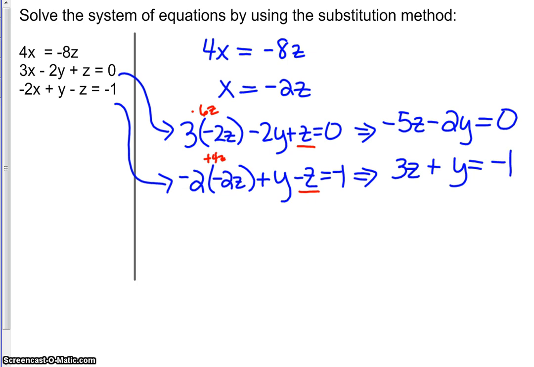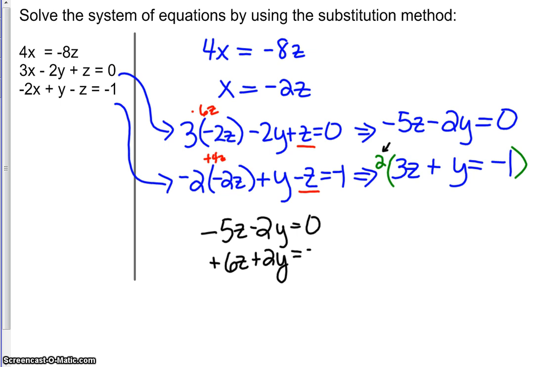I'm going to use the elimination method here to solve it, and I'm going to take my second equation and multiply it by 2. I'm rewriting my first equation, negative 5z minus 2y equals 0. I'm rewriting my second equation after I multiply it by 2: positive 6z plus 2y equals negative 2. Now I'm going to add my columns, my z's and my y's and my constants. I get z, therefore, must equal negative 2.